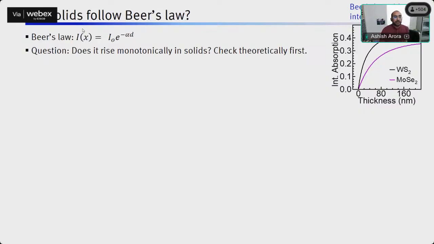The intensity of light that's coming out of the material decays exponentially with an absorption coefficient called alpha. So I naught is the incident intensity, I of x is the intensity that is coming out. The question is, is this law followed for solids? In fact, this law has never been checked for solids at the nanometer thickness scale. This was very interesting to us.